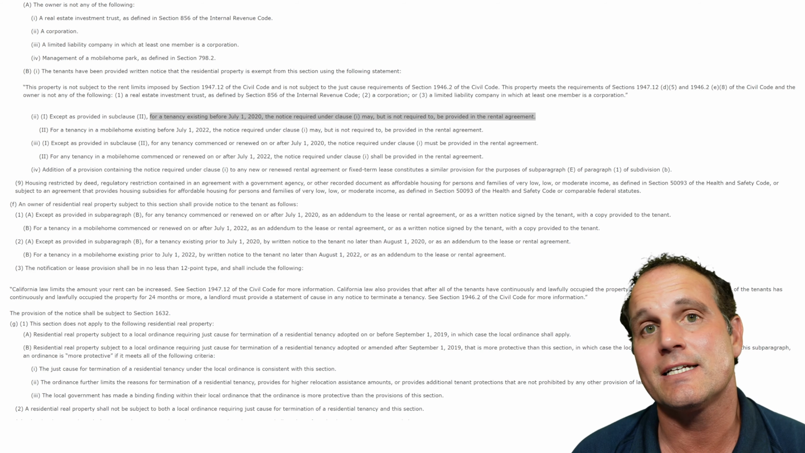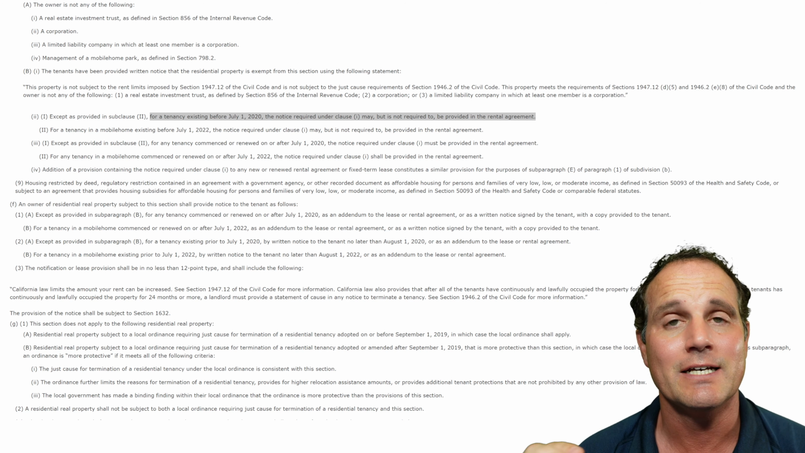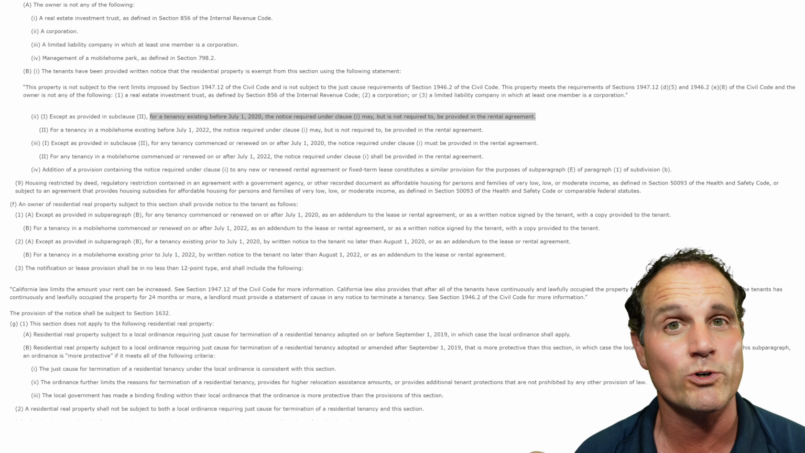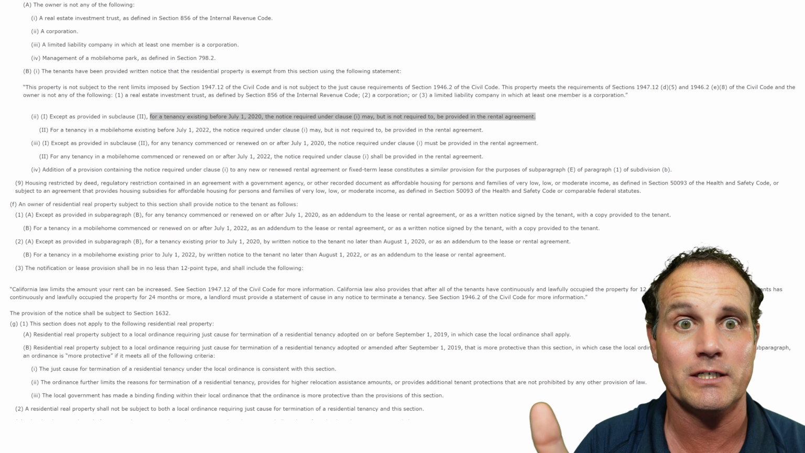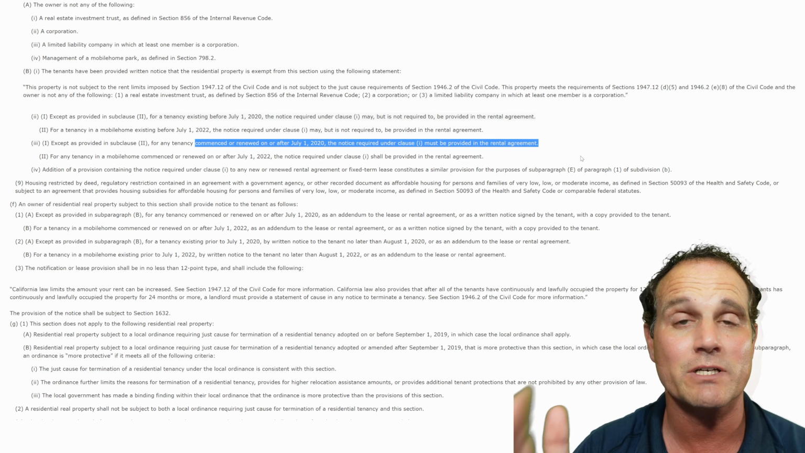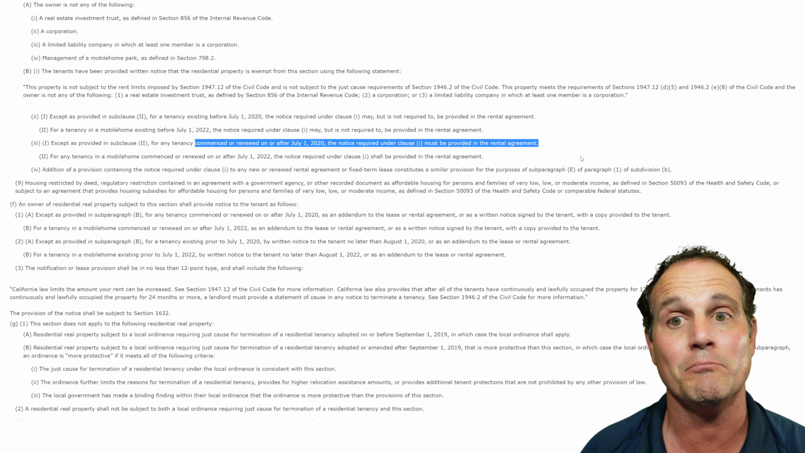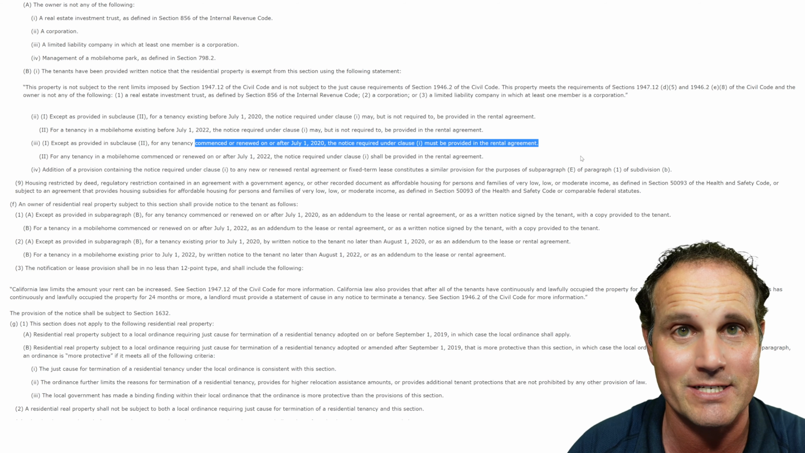The start date of the tenancy is what matters to AB 1482. So for an exempt property, if the tenancy was in existence before July 1st, 2020, the notice under the law could potentially be in the rental agreement, but it's not required. And if it was commenced or renewed after July 1st, it must be in the rental agreement. We're going to show you an infographic to explain exactly how this timing works.